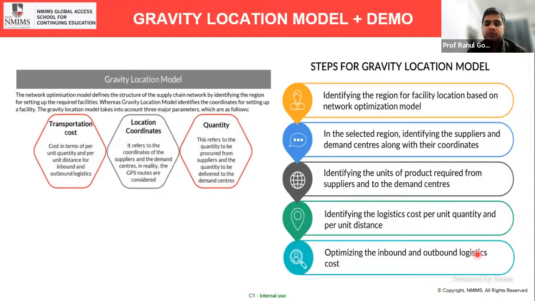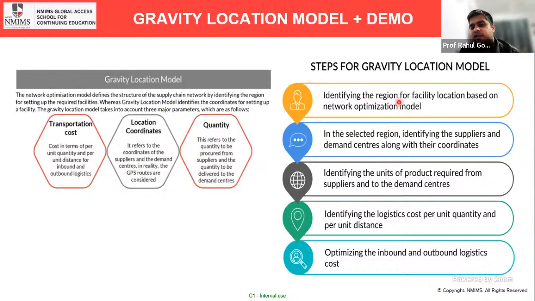In the gravity location model, the difference is that it refers to the location coordinates as well. So the network optimization model defines the structure of the supply chain network by identifying the region, whereas the gravity location model identifies the coordinates for setting up a facility. While it also takes into account the transportation cost and quantity, which the network optimization model also takes, it also looks at the location coordinates. So while in terms of sequence it will be similar, there is a small difference between the two models.